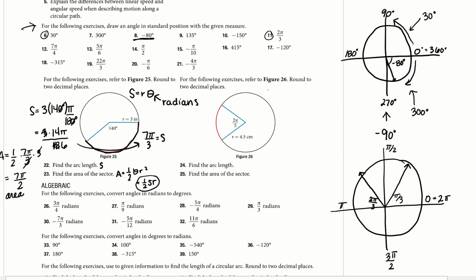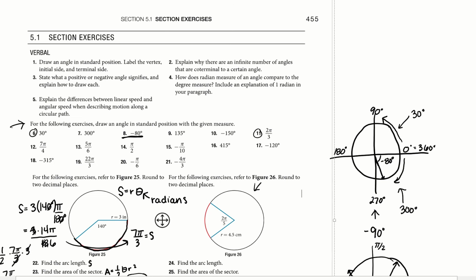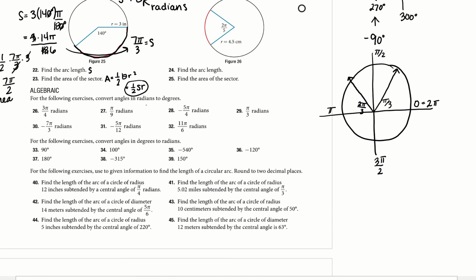And the same can be done here. So converting radians to degrees, remember we multiply by 180 degrees over pi. So if I wanted to take 11 pi over 6 and convert it to degrees, I would take 180 degrees divided by pi. These pi's would cancel. I would get 11 times 180 degrees divided by 6.